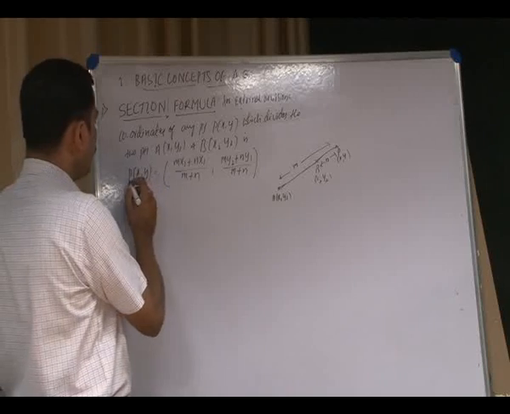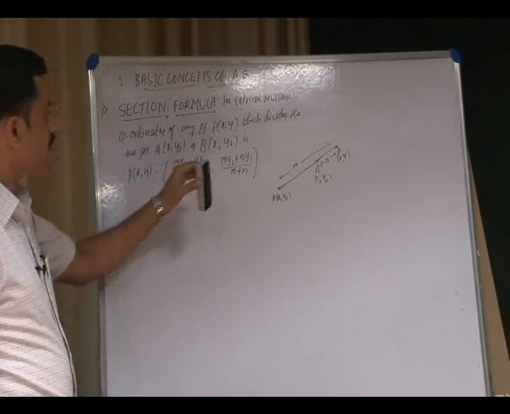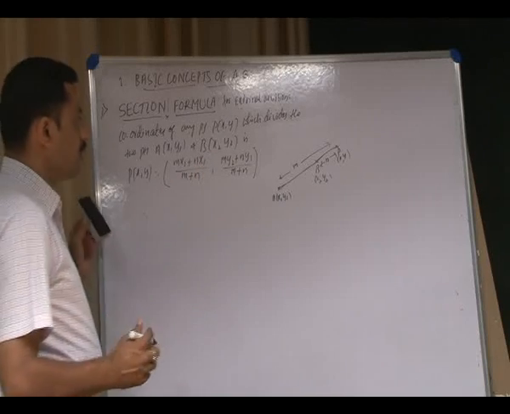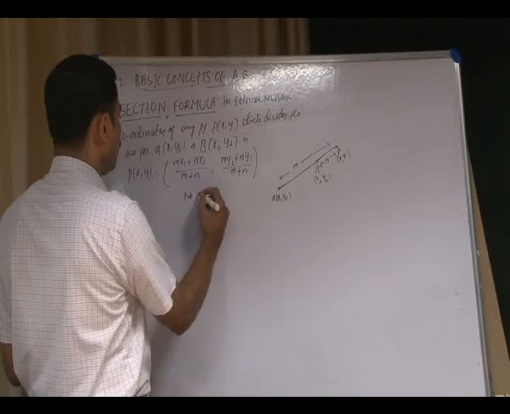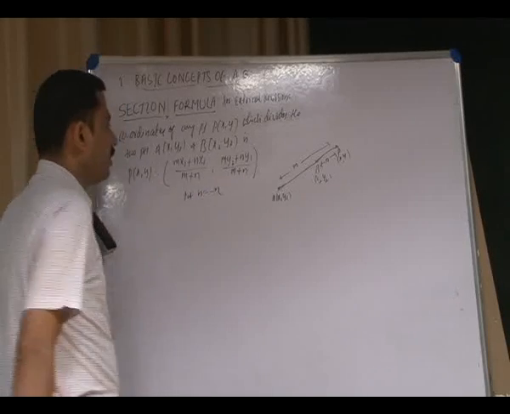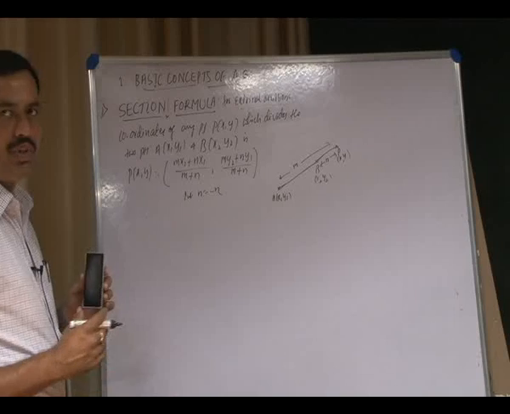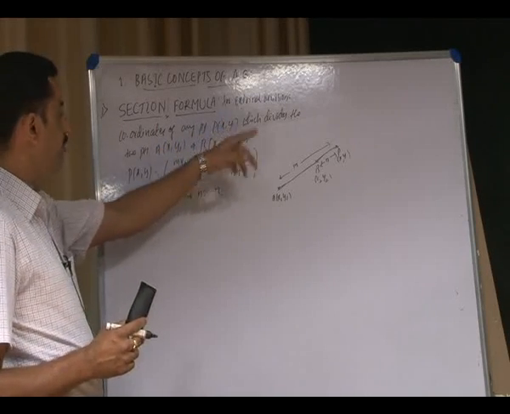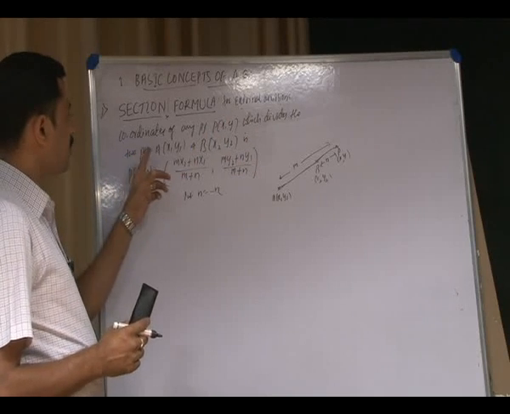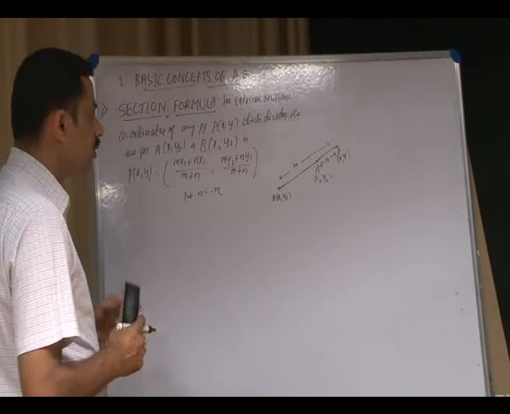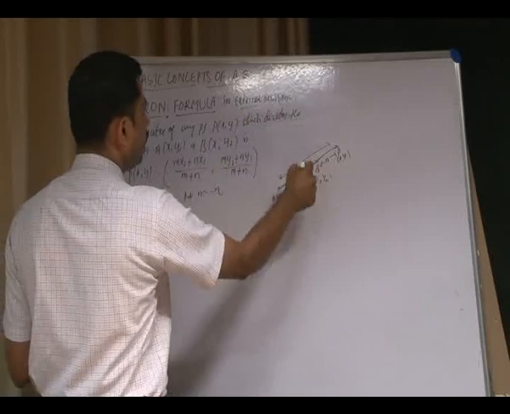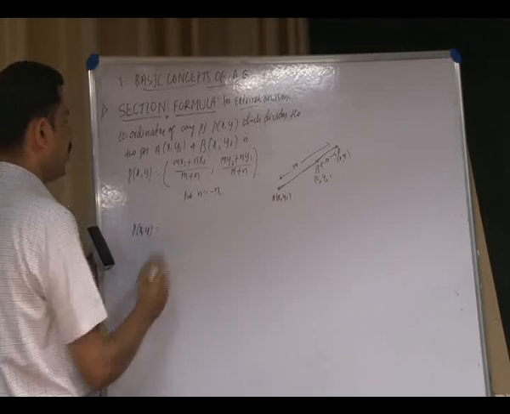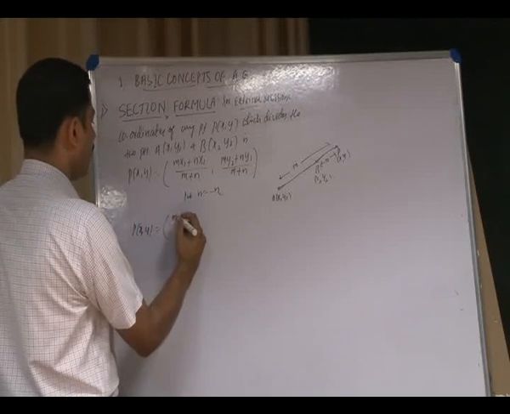For internal division we know P(x, y) is equal to (mx2 plus nx1) divided by (m plus n) and (my2 plus ny1) divided by (m plus n). In this I am going to put n is equal to minus n, then we get the formula for external division. Therefore, the coordinates of any point P(x, y) which divides the line joining two points A(x1, y1) and B(x2, y2) externally in the ratio m is to n is given by P(x, y) is equal to m x2.